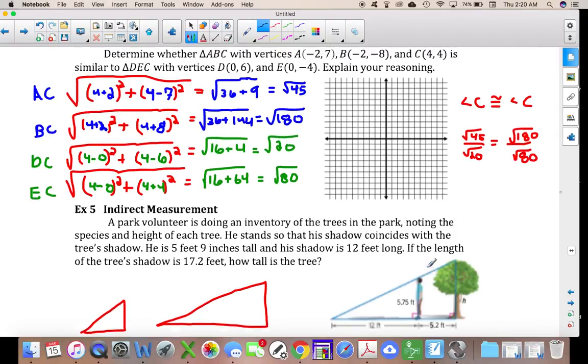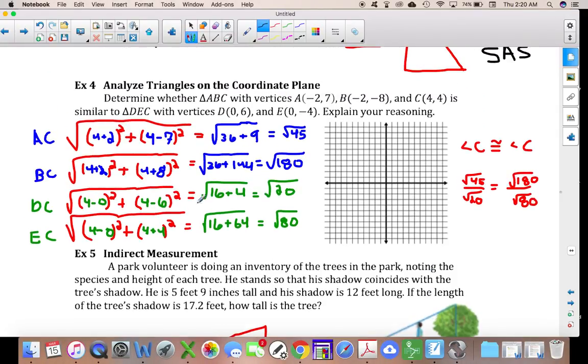Okay, example 4. I went ahead and set this one up already for you as well, but I'll go ahead and graph it. They have triangle ABC, and then they have triangle DEC. Now, this was kind of confusing when I went through it the first time, because for DEC, they only give you D and E, but they're saying that the C from ABC is the same C as DEC, so you'll use that coordinate for both triangles, okay?